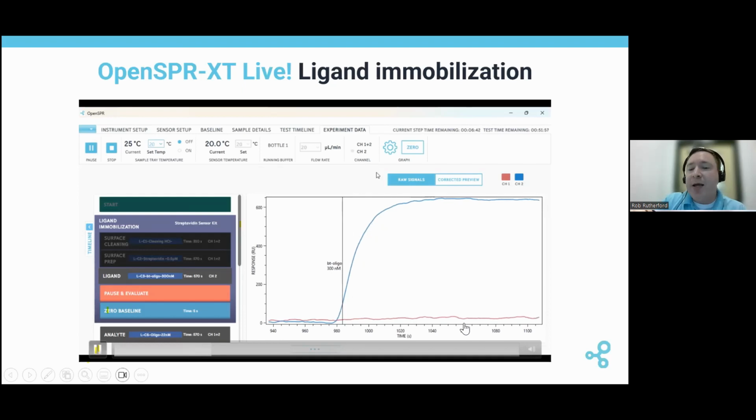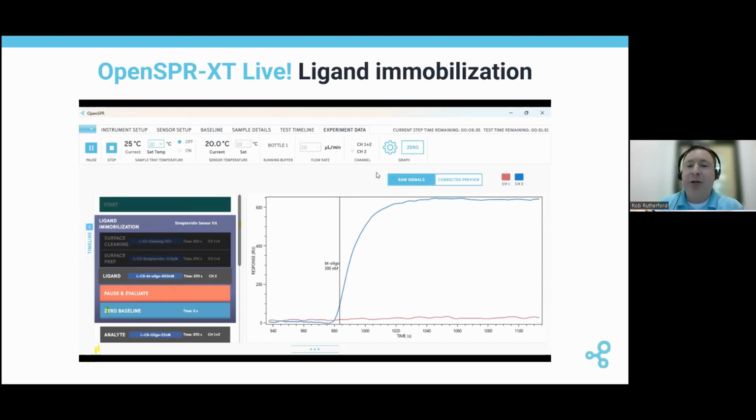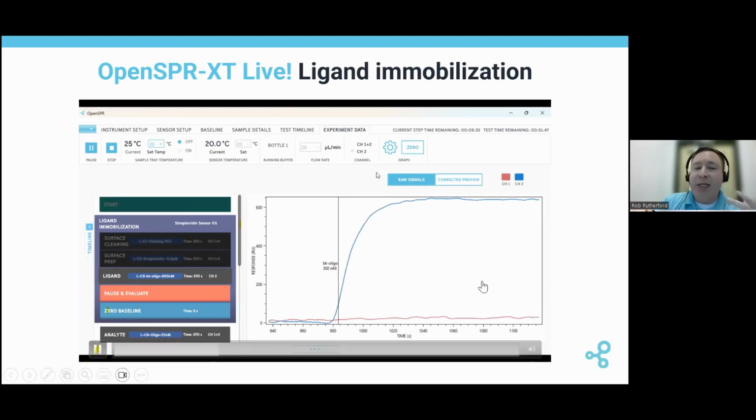And the red line, which is representing channel number 1, is flat. So there was no change in mass in channel number 1. We didn't immobilize any ligand there. So this is really nice. It will tell you very quickly how well the ligand is actually being immobilized, what is my RU.